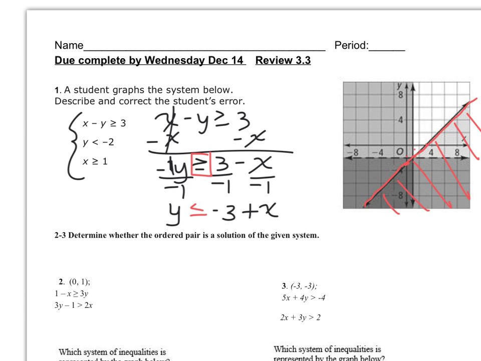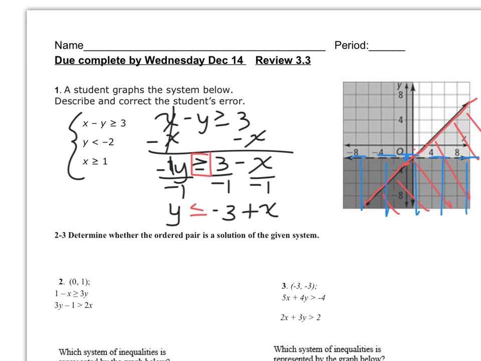All right, let's take a look at that second graph. It says y is less than negative 2. So I'm going to go to the y-axis at negative 2. All right. Less than means they're going to draw a dotted line, right? And they've got a dotted line. And y is less than means we're going to shade below. So the second equation looks fine, doesn't it?